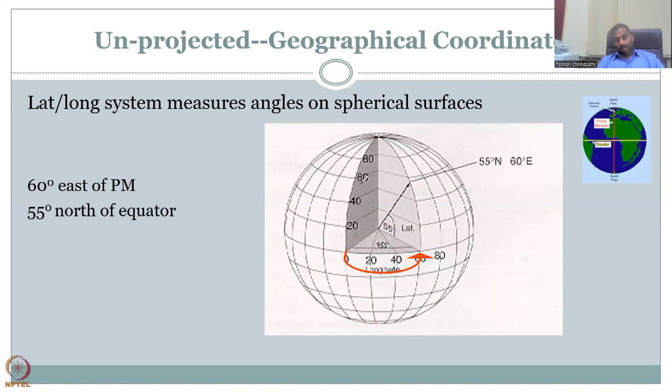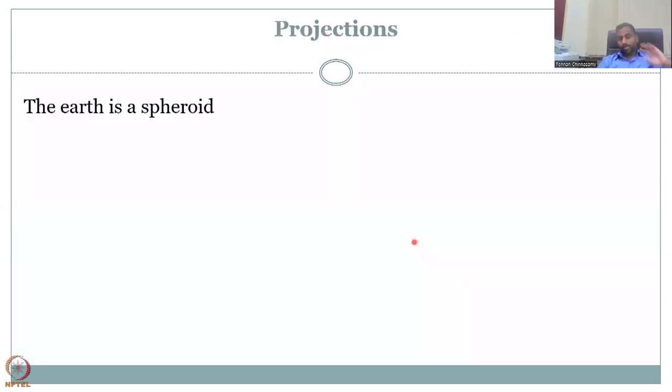So along the prime meridian, you start at zero, and from the zero, you go 60 degrees, and from 60 degrees, you go up 55 degrees. This is the example we have done here. So this location is what we have given as 60 degrees east and 55 degrees north.